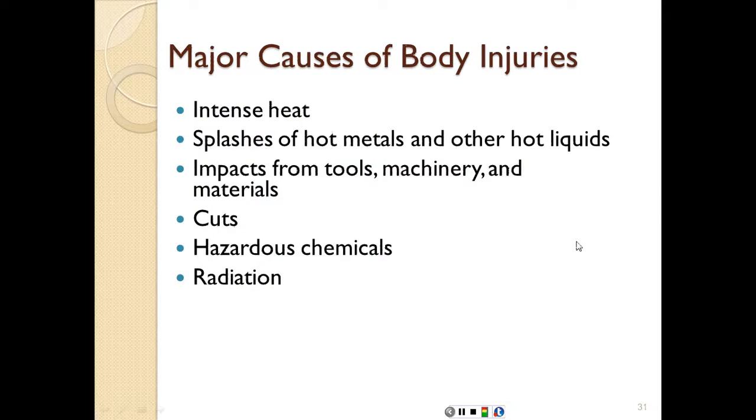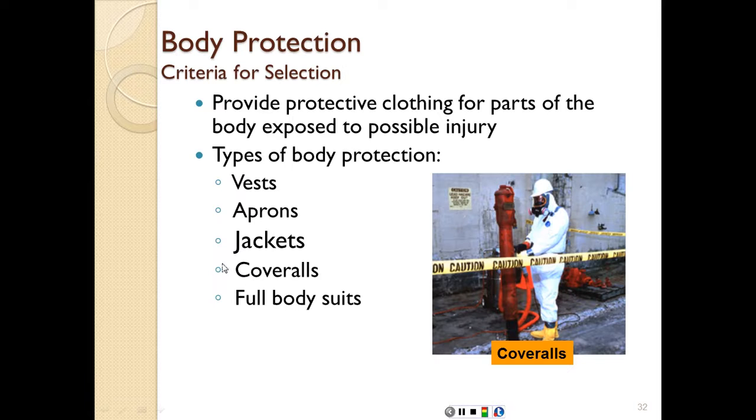So the major causes of body injuries: intense heat, splashes of hot metals and other hot liquids, impacts from tools, machinery, and materials, cuts, hazardous chemicals, and radiation. Of course, radiation is a very unique type, and it's going to require its own bodysuit. So for body protection, the criteria for selection is to provide protective clothing for parts of the body exposed to possible injury. The types of body protection include vests, aprons, jackets, coveralls, or full body suits.